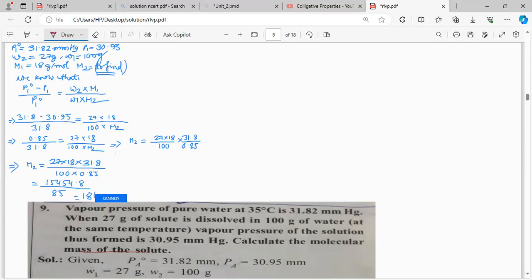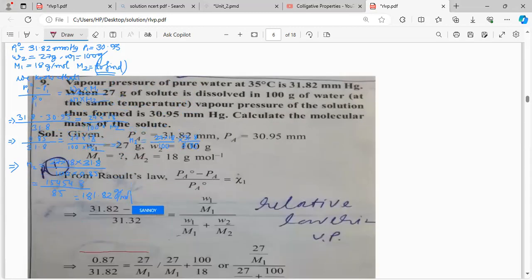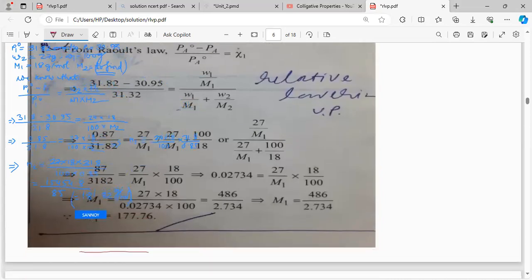Sir, done. How much is coming? 181. Let us see how much it is coming. 177 is coming somewhere. Have you done the round figure or what? Yes, sir. 31.882. Okay, that is why I think 177. Excuse me, I have a doubt.